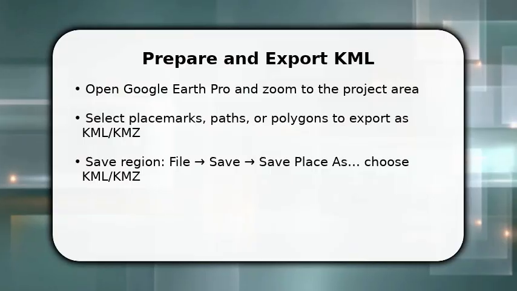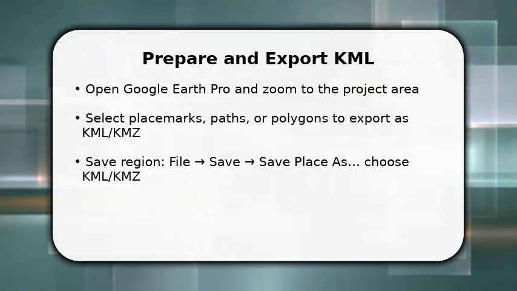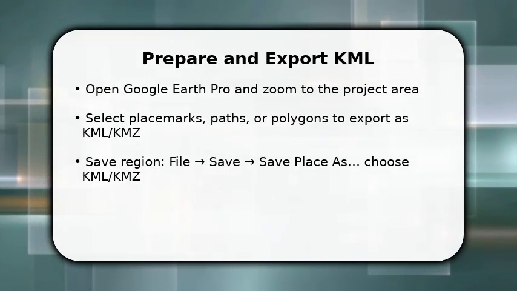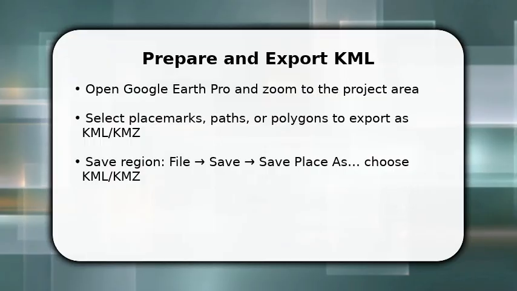Enjoy the video. You start by exporting the geographic features you need from Google Earth Pro. Select placemarks, paths, or polygons and save them as KML or KMZ. This preserves coordinates and shape.